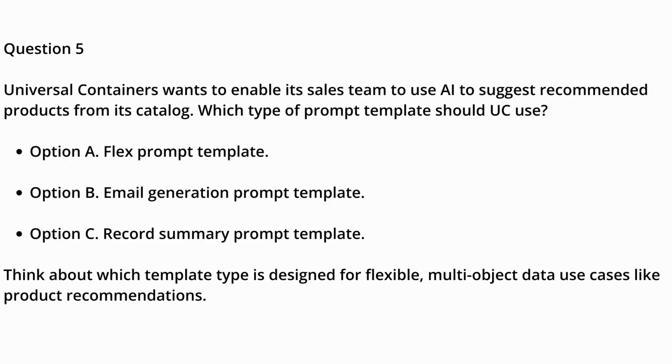Question 5. Universal Containers wants to enable its sales team to use AI to suggest recommended products from its catalog. Which type of prompt template should UC use? Option A, Flex Prompt Template. Option B, Email Generation Prompt Template. Option C, Record Summary Prompt Template. Think about which template type is designed for flexible, multi-object data use cases like product recommendations.